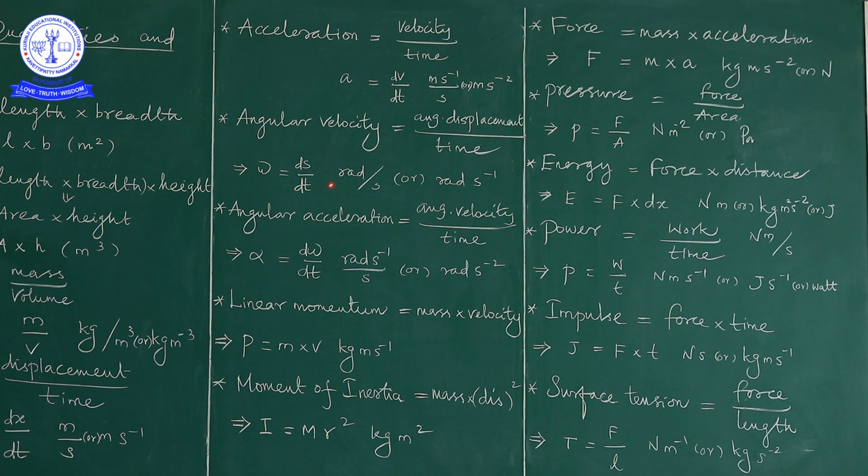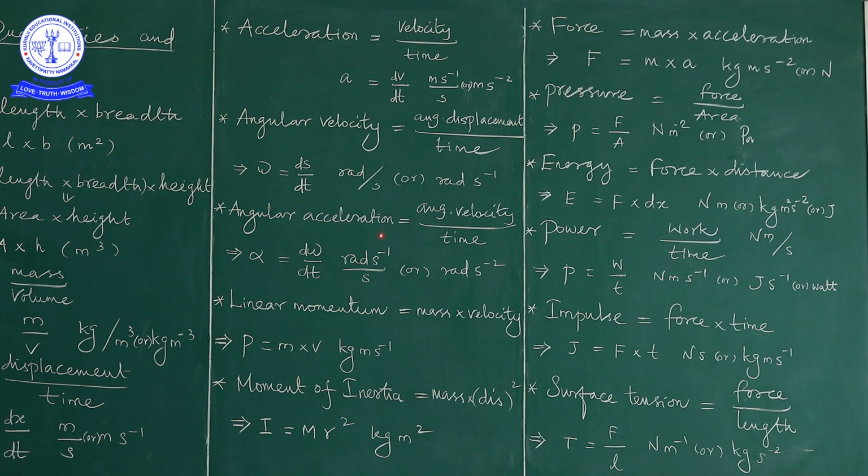So what is the unit for angular velocity? The unit of angular displacement is radian and time is in second. It is in numerator over denominator format, and in product form it becomes radian second inverse.